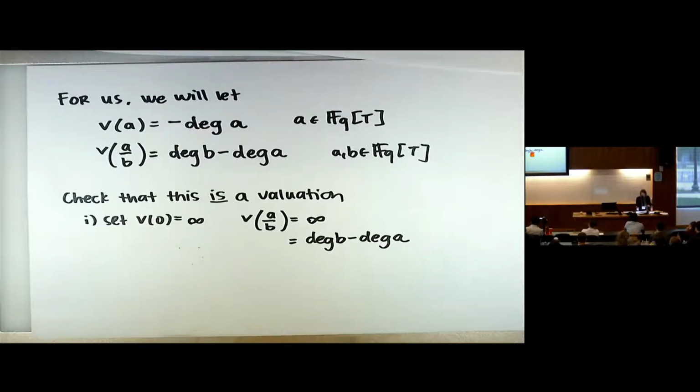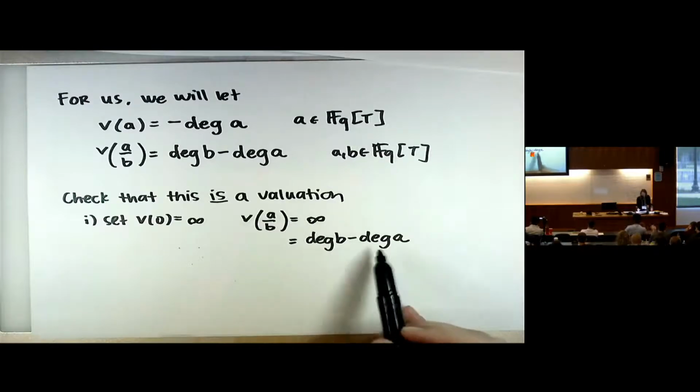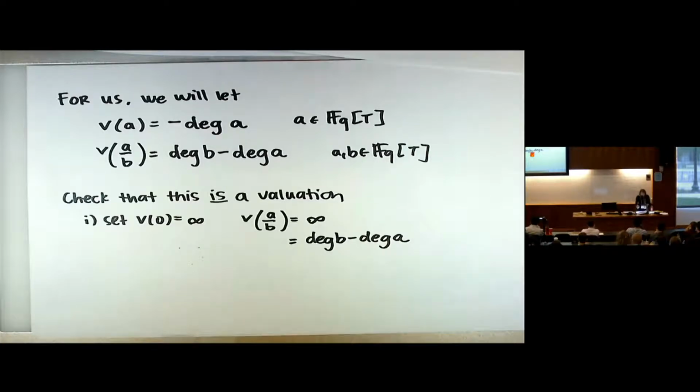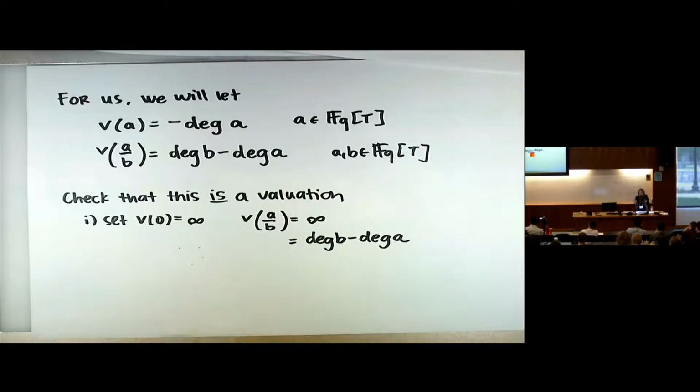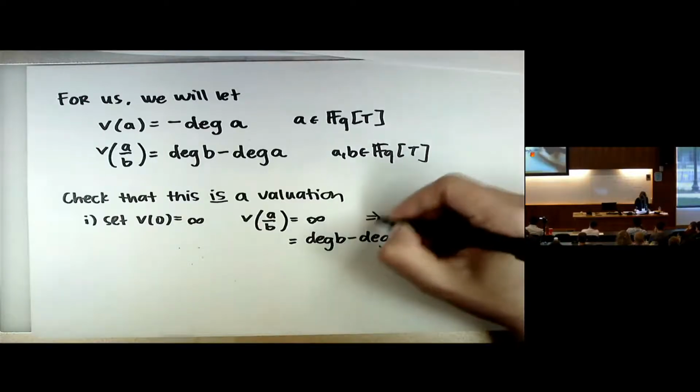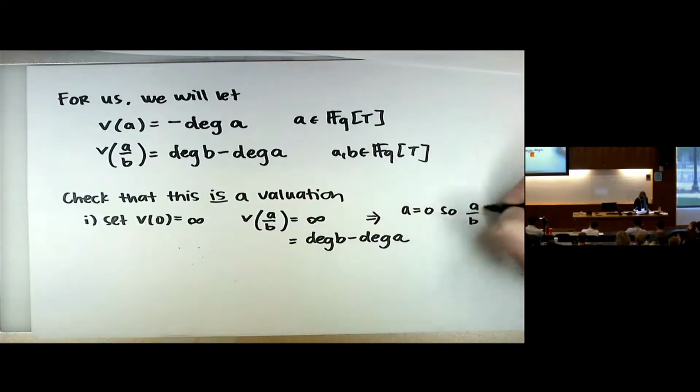But anyway, if these are both finite polynomials that are not 0, then this is some finite number, so I'm not getting infinity out of it. The only way that I can get infinity is if a were 0, and b is not allowed to be 0. And if a is 0, b can be whatever it wants. 0 over b is 0. So that implies a is 0, so a over b is 0.